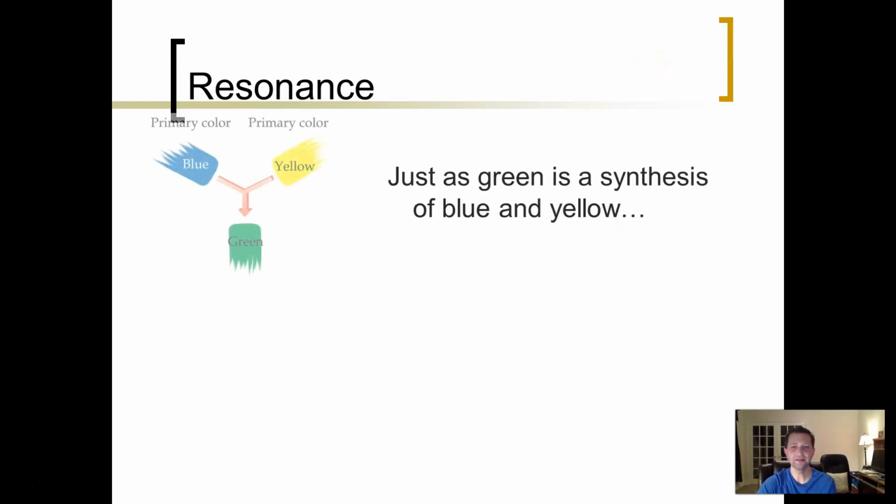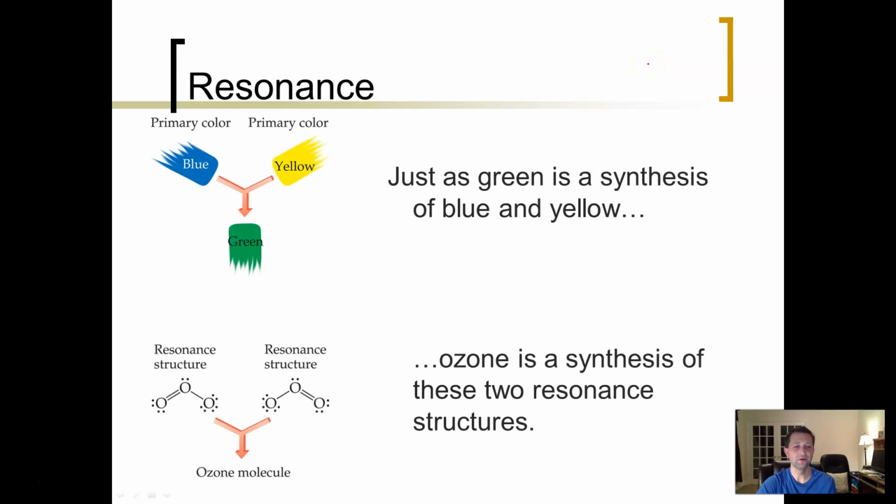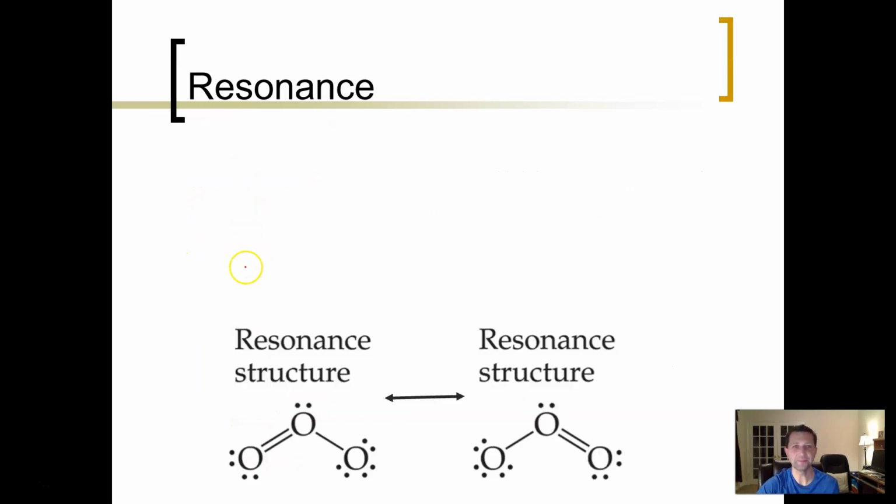So just like green is a synthesis of blue and yellow, ozone is really just a synthesis of the two structures. So in reality, it's these two structures that are resonance structures, like thrown in a blender, and you have your ozone molecule where you have that 1.5 bond, those electrons moving around, those delocalized electrons moving around, just like blue and yellow gives you green. All right?